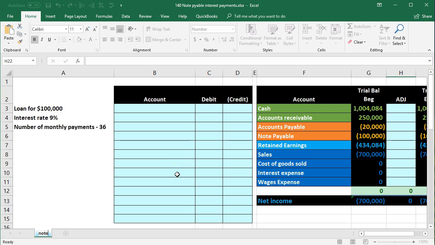In this presentation, we will record the journal entry related to the payments of an installment note.